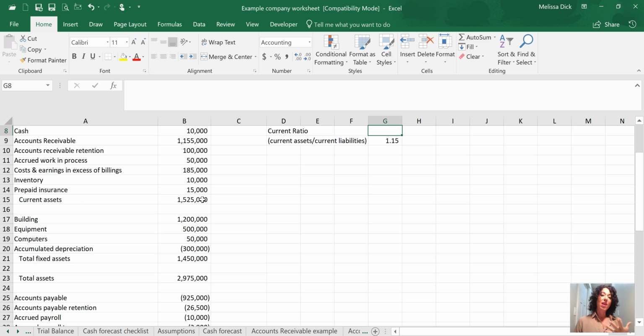Well, now we can look at what it would take to increase that. We could look at our accounts receivable, our under billings. We can look at what is happening in our organization to find out how we can make that a little bit higher.